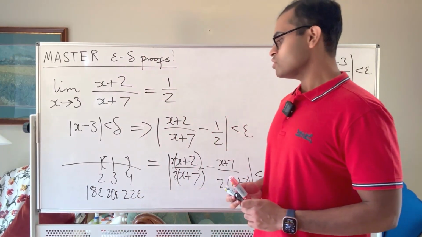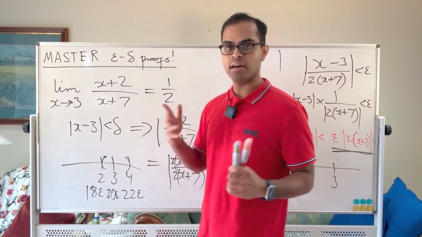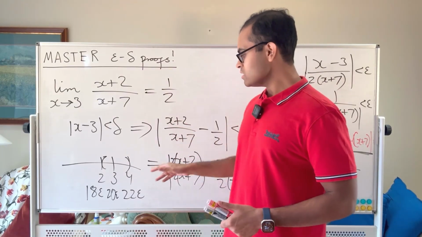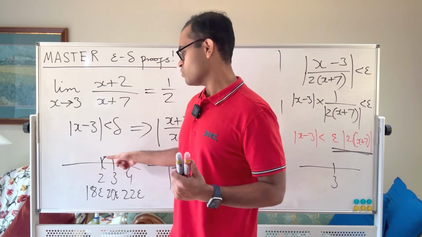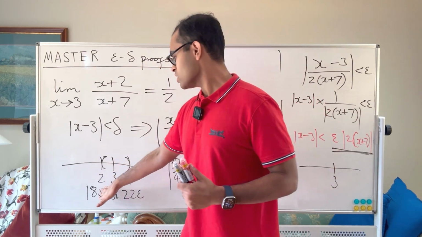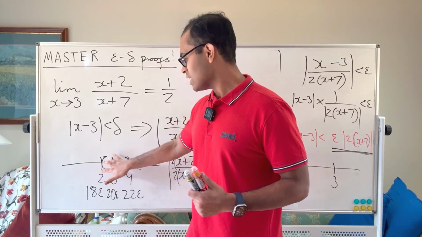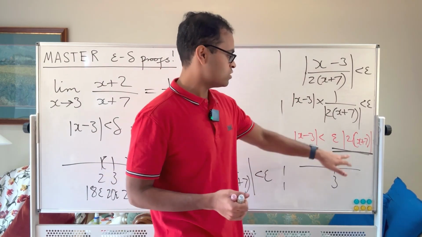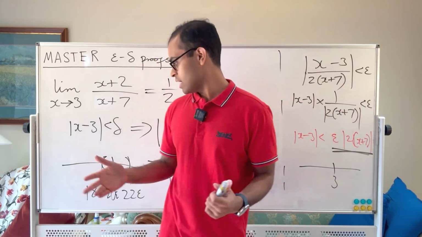So the safest thing to do is to pick delta to be the minimum of 1, because I've looked at the range from 2 to 4, and 18 epsilon. And then no matter what x is in this range, 18 epsilon is going to take care of everything in this range, because all the other required values of the 2x plus 7 in that range are going to be higher than when it's at exactly 2.